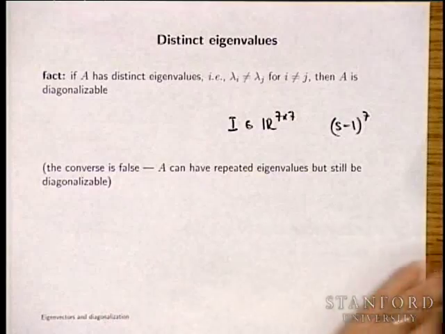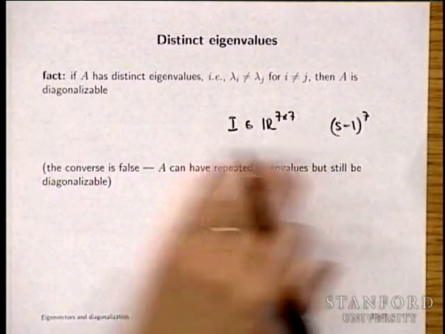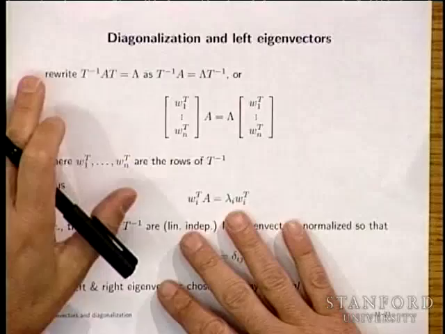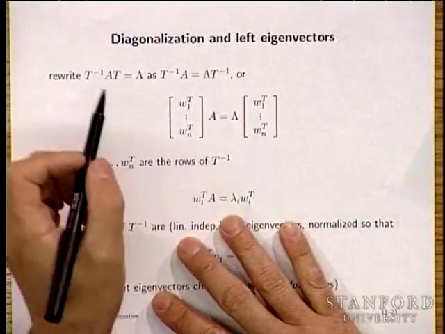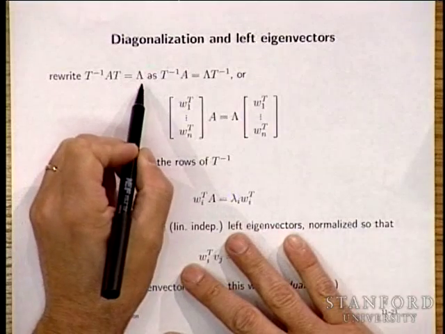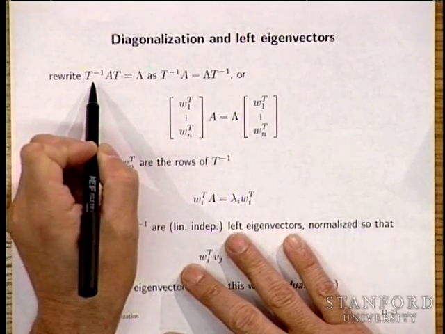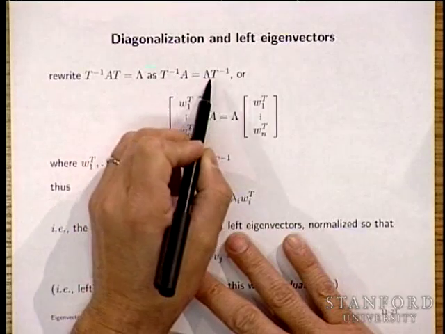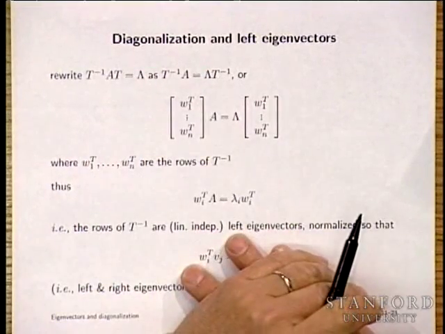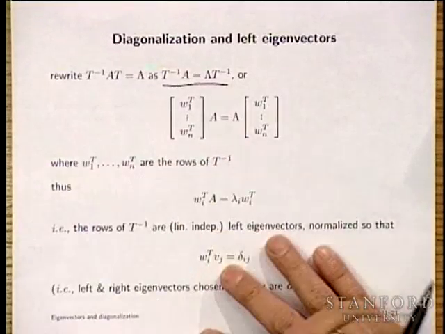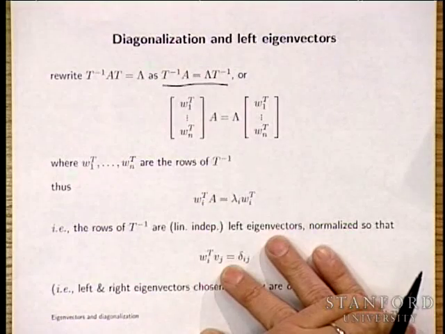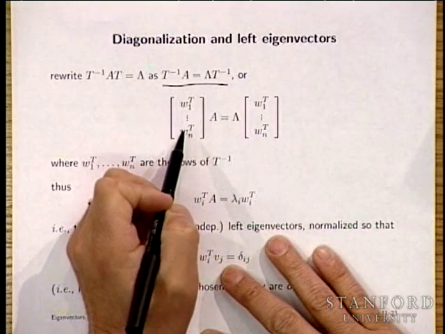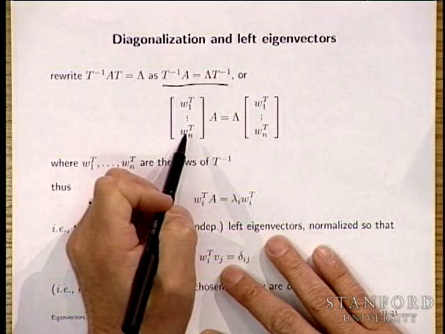All right. Now we're going to connect diagonalization and left eigenvectors, and it's actually a very cool connection. So we're going to write T inverse A T equals lambda. Before, we had multiplied by T and put it over here: A T is T lambda. But in this case, we're going to write T inverse A equals lambda T inverse. Now we're going to write this out row by row. I'm going to call the rows of T inverse w1 transpose through wn transpose.